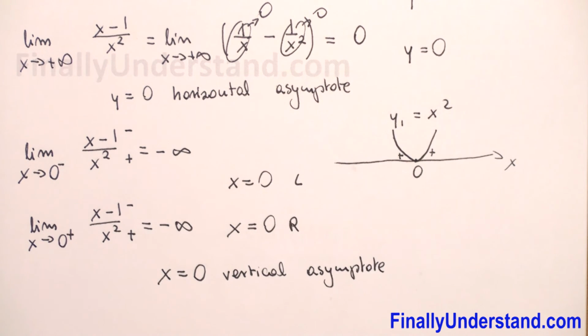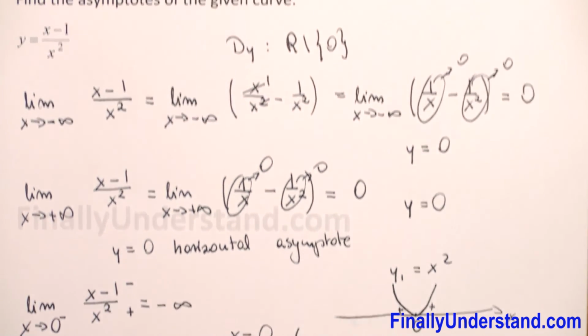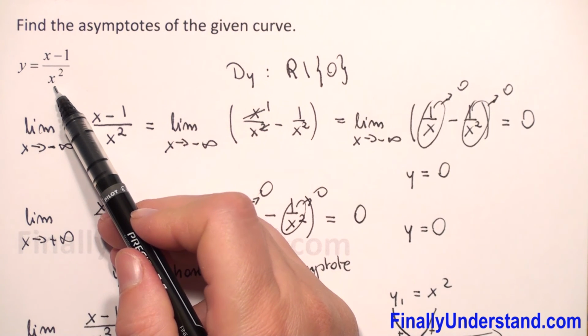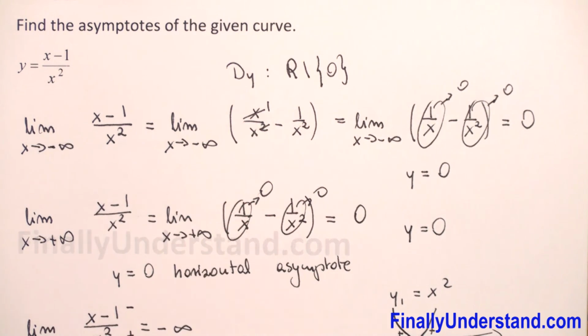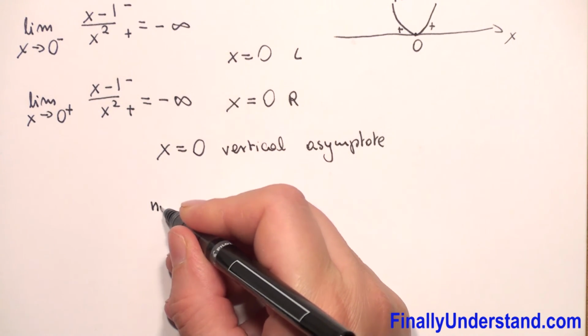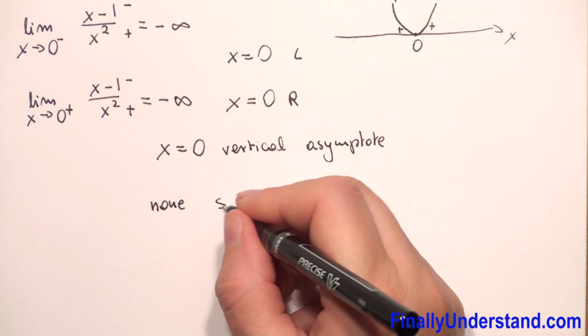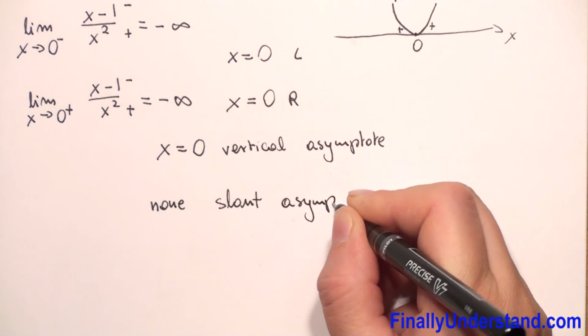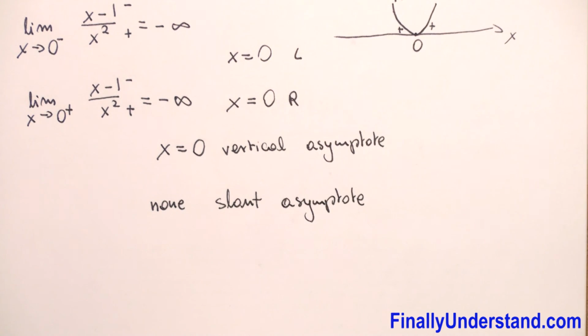on both sides. Now we have to check if we have a slant asymptote. Because the degree of the numerator is smaller than the degree of the denominator, we don't have a slant asymptote. We have a slant asymptote only when the degree of the numerator is 1 greater than the degree of the denominator. So we can write no slant asymptote. This is my solution.